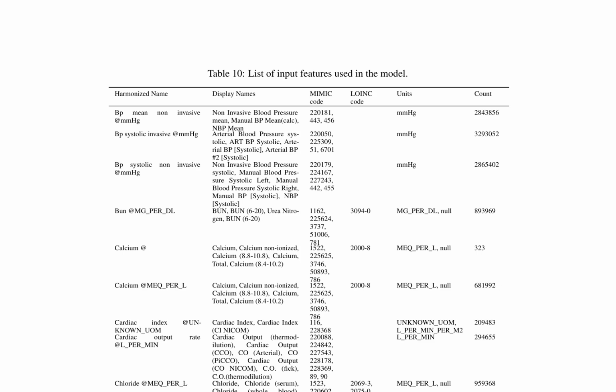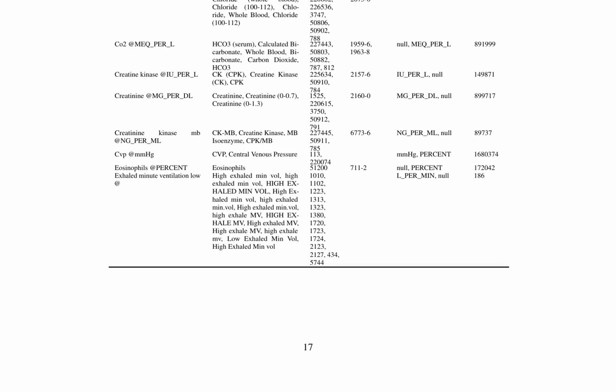The dataset utilized in the predictive model encompasses a wide range of physiological and laboratory parameters essential for patient monitoring and clinical decision-making. These features, sourced from the MIMIC Critical Care database, include blood pressure measurements, cardiac output rates, glucose levels, and other vital signs.